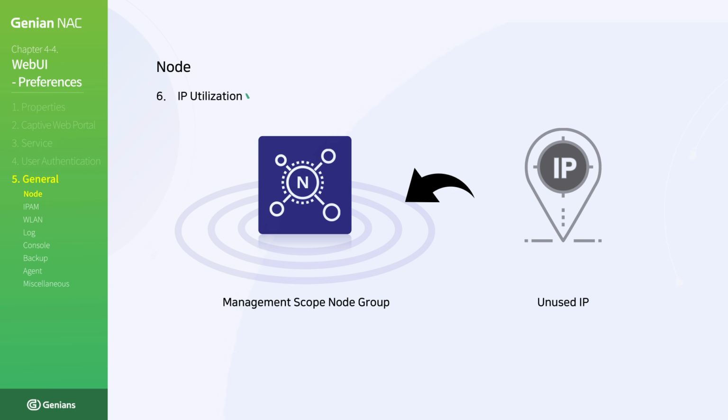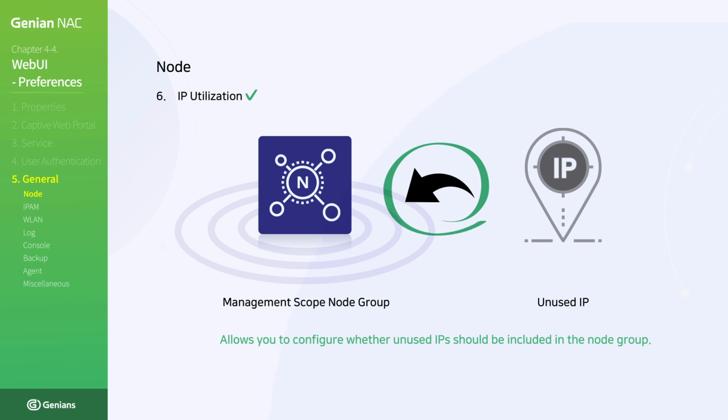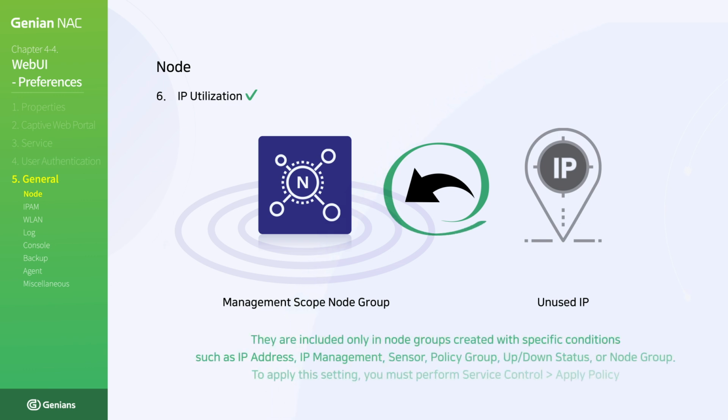The IP utilization section allows you to configure whether unused IPs should be included in the node group. They are included only in node groups created with specific conditions such as IP address, IP management, sensor, policy group, up-down status, or node group. To apply this setting, you must perform service control, apply policy.